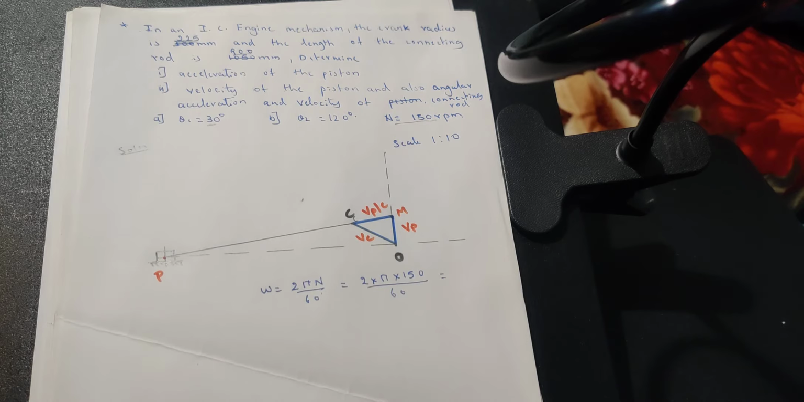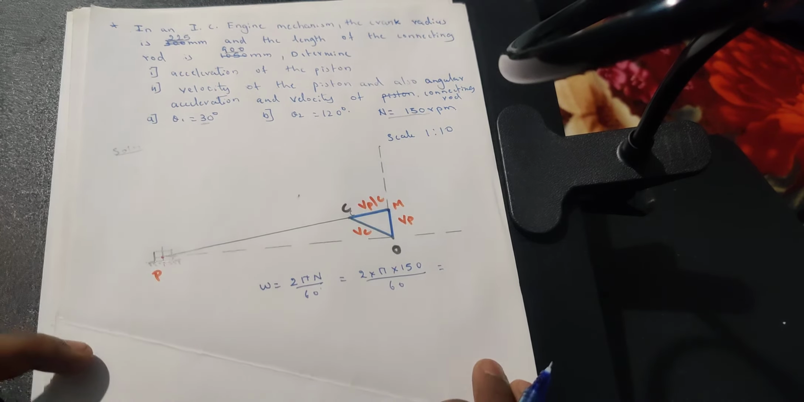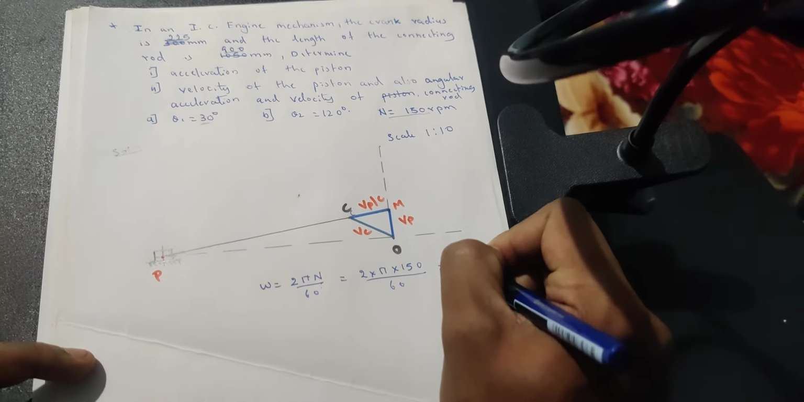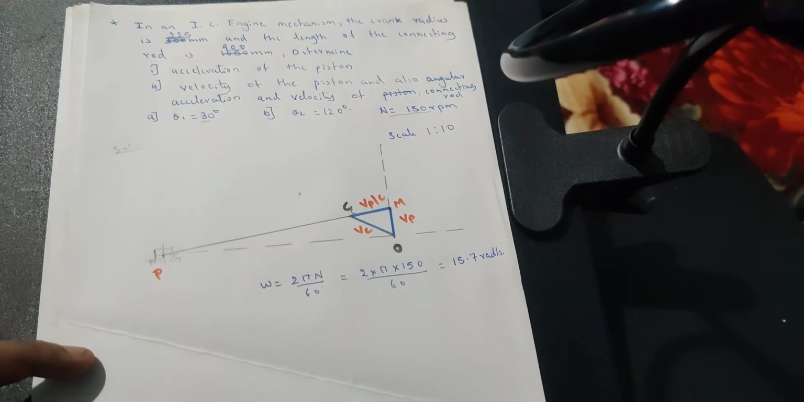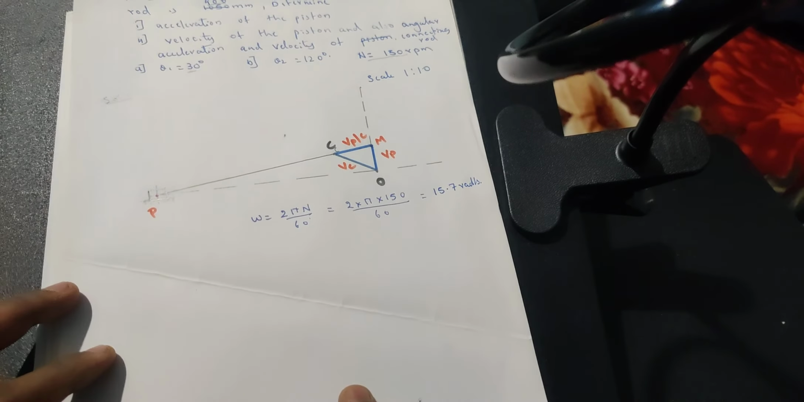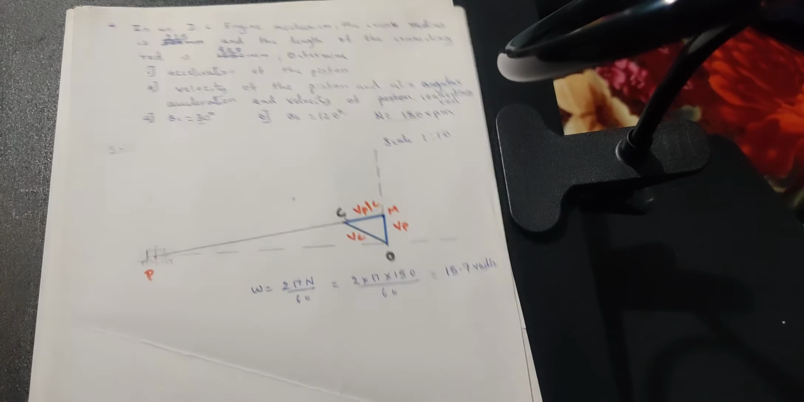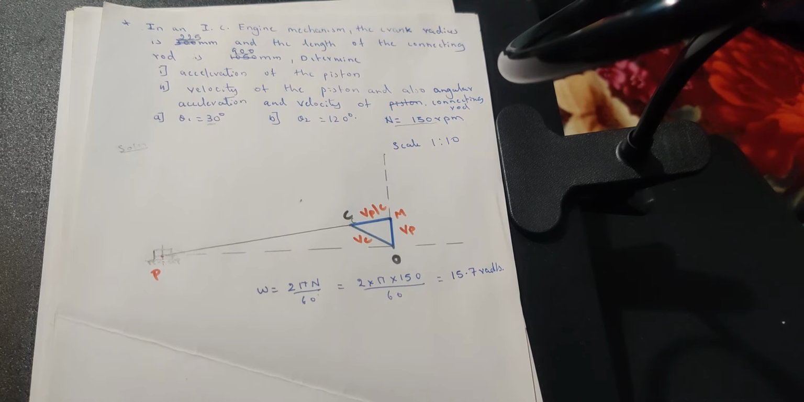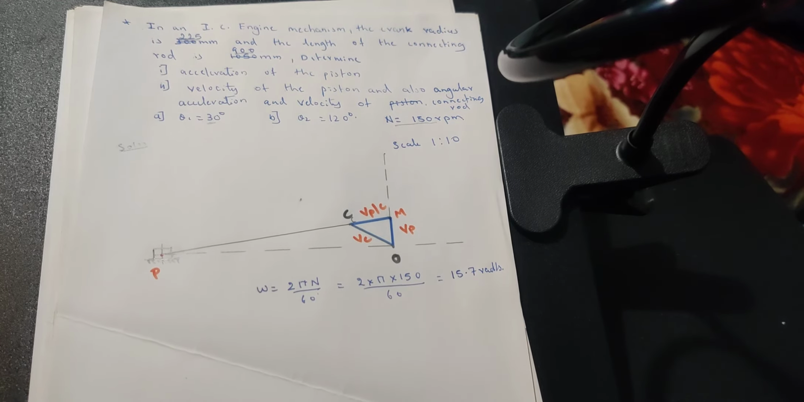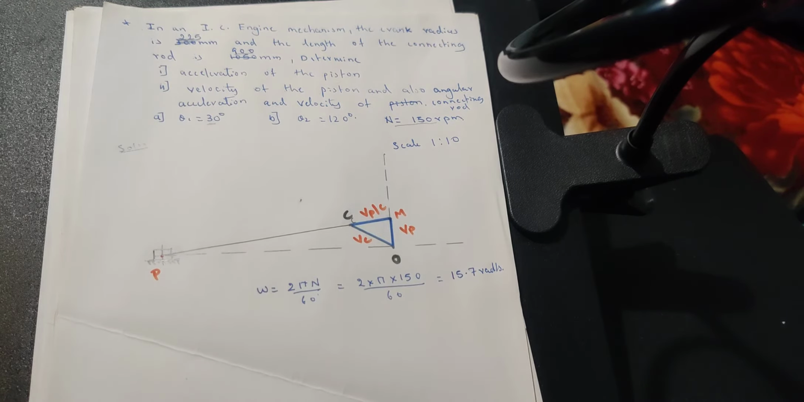15.7 radians per second. So next, you know the omega value, so you can use this omega value to find out the value of the velocity of the piston.